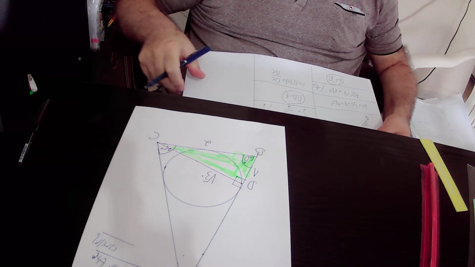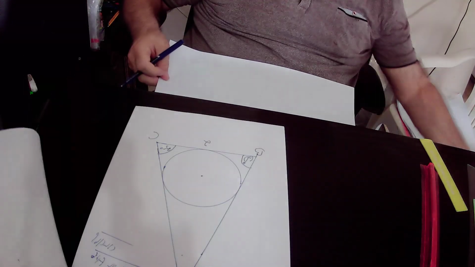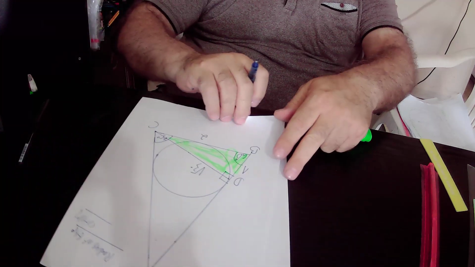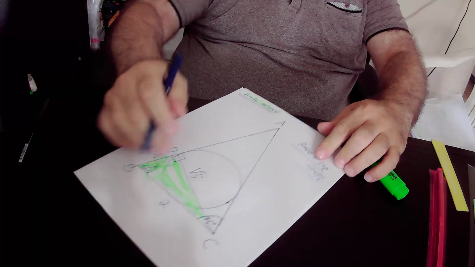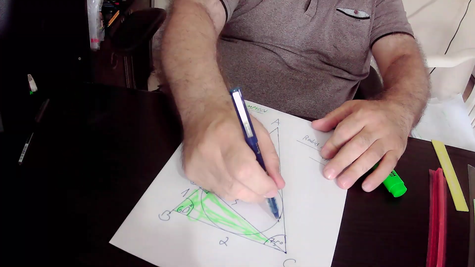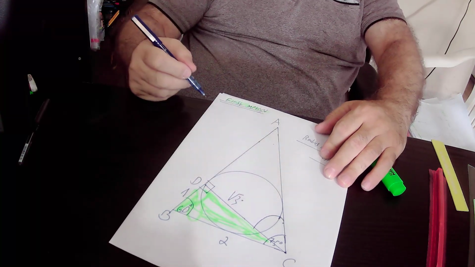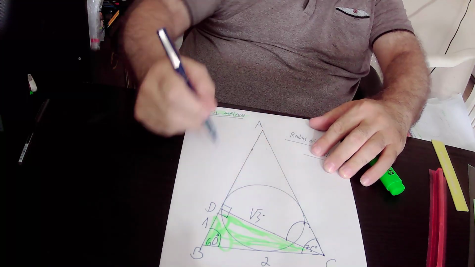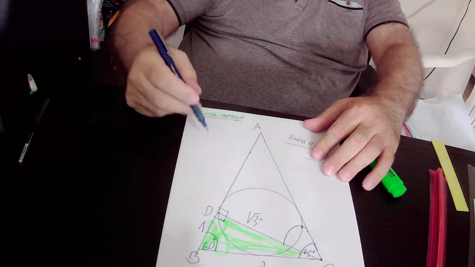In the next step, we'll find out the size of angle BCD, the size of this angle. What is the size of this angle? Actually, it is angle ACD. We'll find out the size of this angle, that is angle ACD.